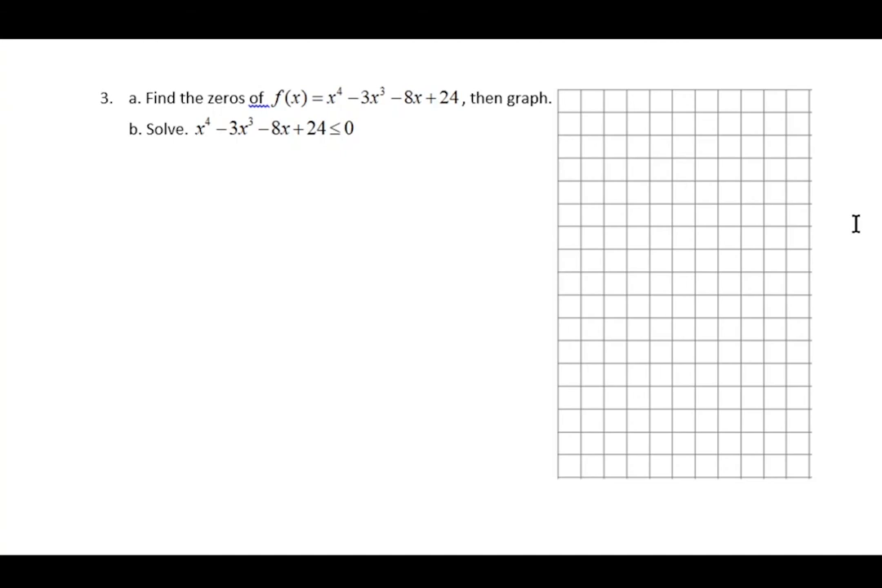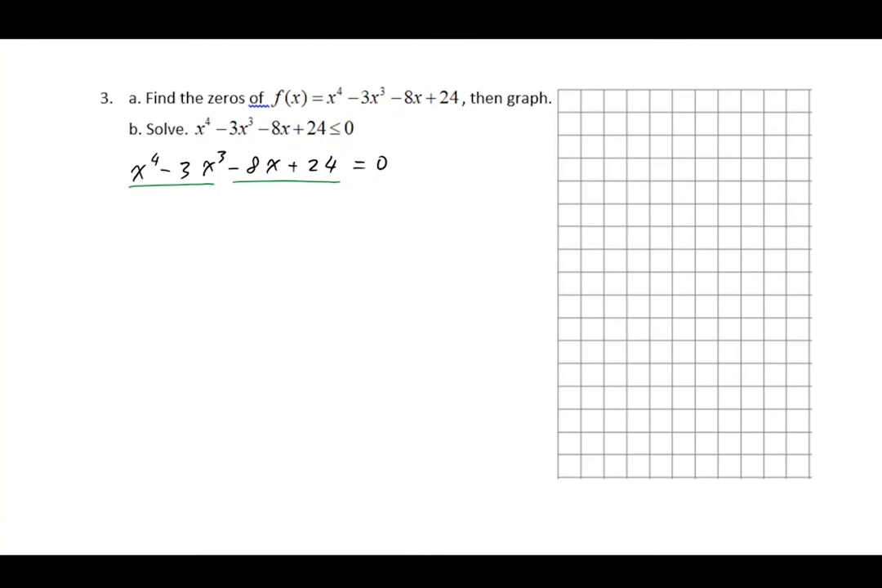Okay, we're back. So let's find the zeros first. x to the fourth minus 3x cubed minus 8x plus 24 is equal to 0. So we'll try factor by grouping. Hopefully that will work. So we'll group these two and we'll group these two together.